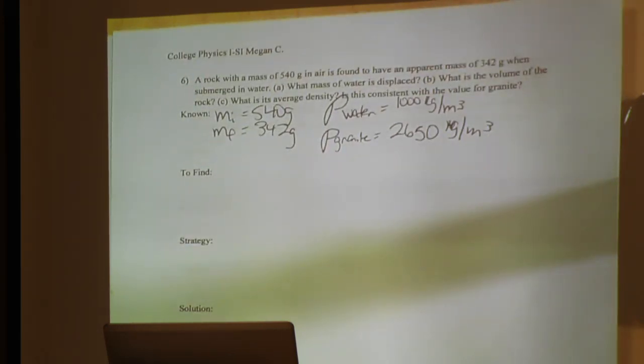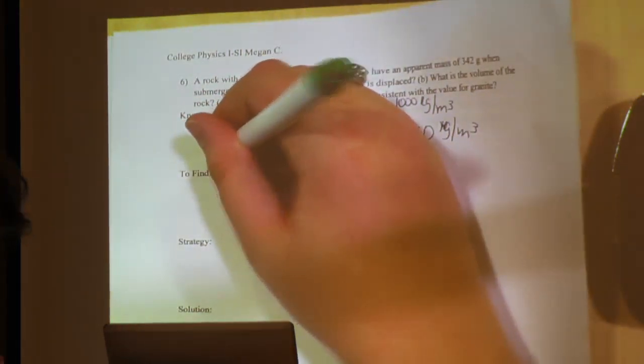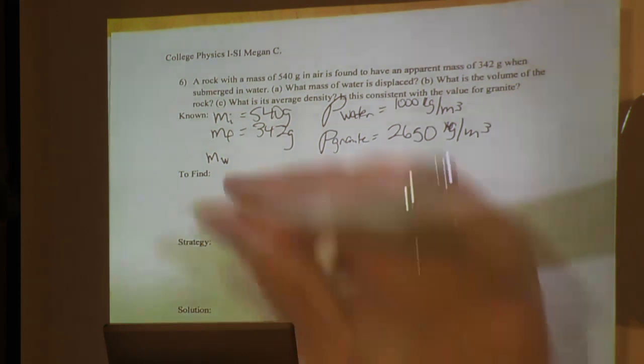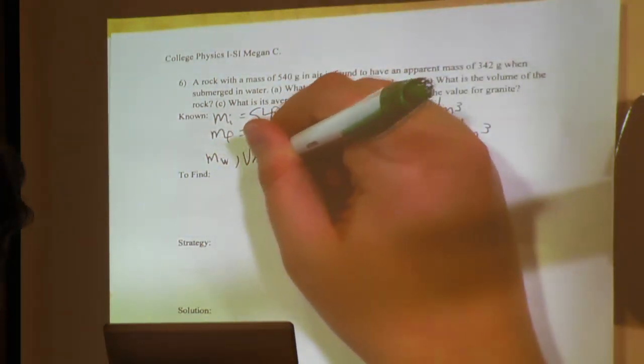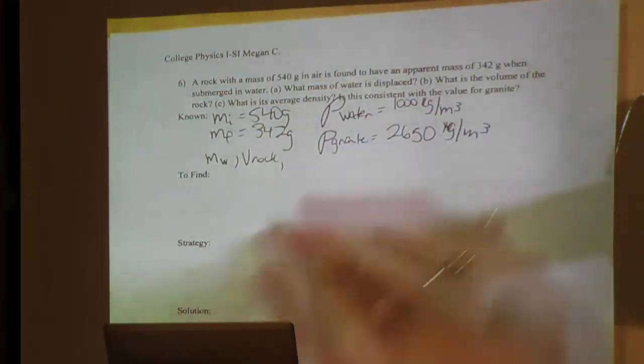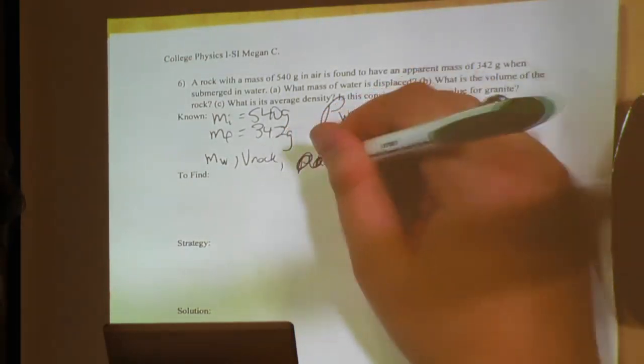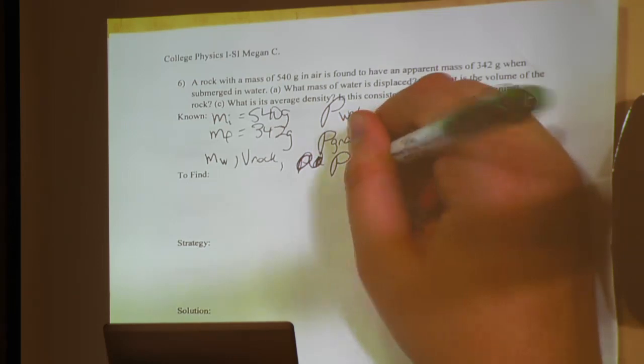All right, so we need to find the mass of the water displaced, the volume of the rock, so V rock, and then the density of the rock. Wow. All right, we're just going to rewrite that. Density of the rock. Okay.